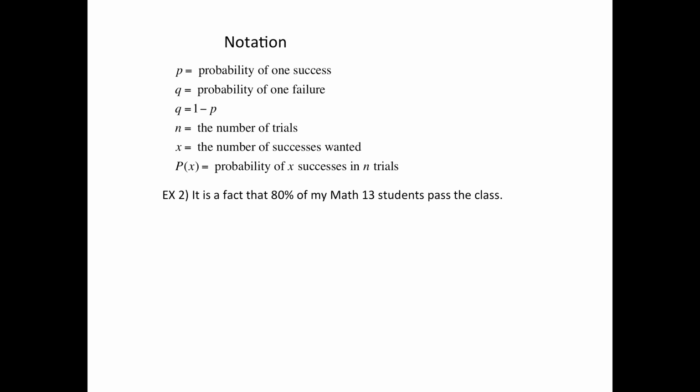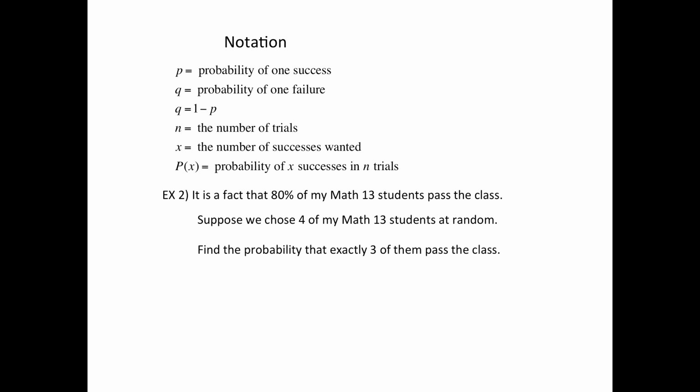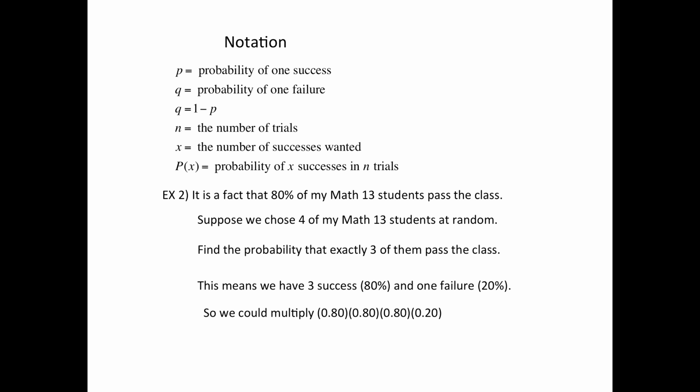On to another example. It's a fact that 80% of my Math 13 students pass the class. Suppose that you randomly chose 4 of those students. Find the probability 3 out of the 4 are going to pass the class. So there's an 80% chance for success, and I'm going to have 3 successes. 20% chance for a student not to pass, and we're going to have 1 of those. So we could multiply. As you can see here, we've got a success, and a success, and a failure. And since the word and is in there, we are multiplying.